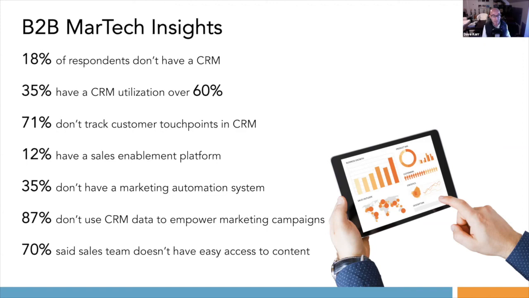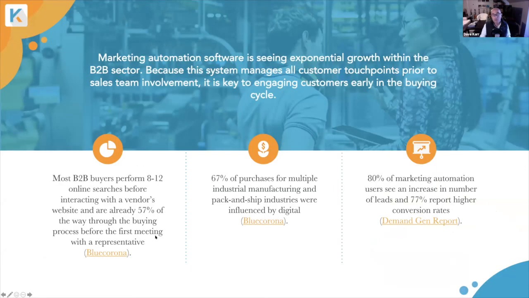And then finally, 70% of respondents said that their sales team really doesn't have easy access to content. And what do I mean by that? Like presentations, brochures, customer testimonials, case studies, all the content that they're going to continue to need to use to finish out that nurturing cycle. So that's a big gap. And again, that's where sales enablement systems can come in and fill that gap to help you ultimately convert those leads that you're paying a lot of money to produce.